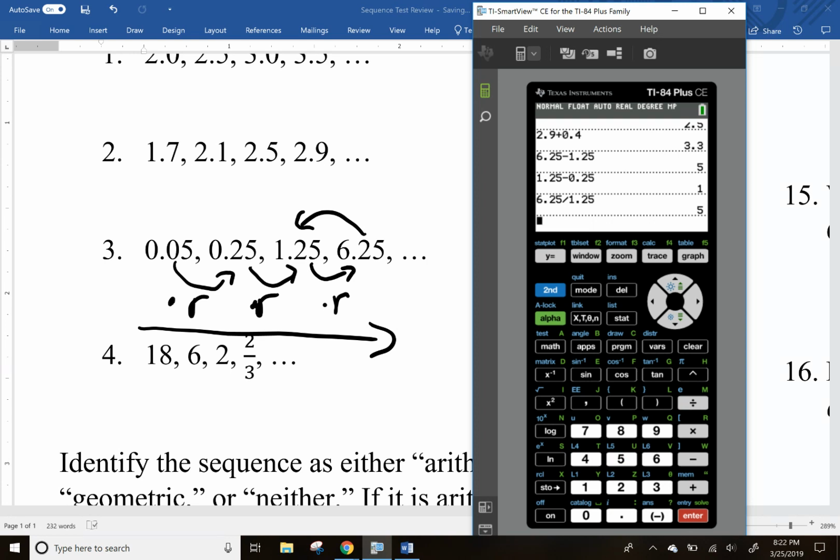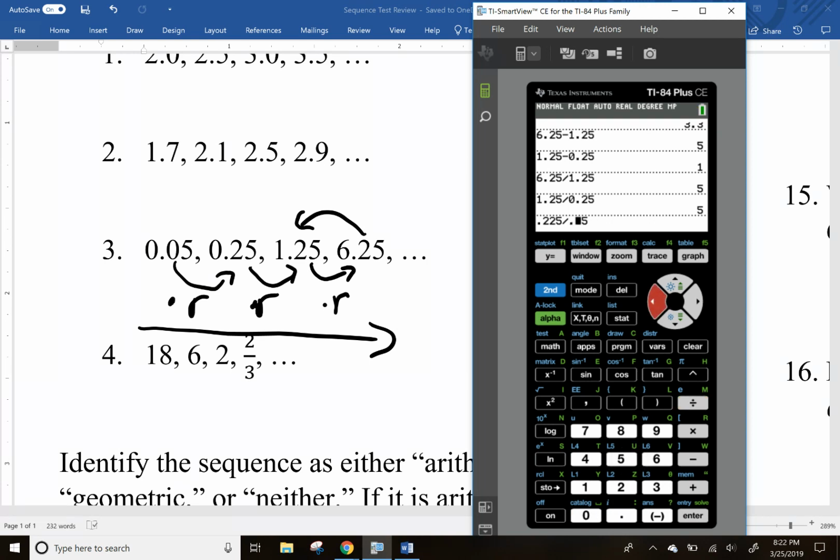Now let's do that for the next one. 1.25 divided by its previous term, 0.25, I get 5 again. So you see, those numbers are matching. So it turns out, it seems, that geometric is the way to go, that we're really multiplying these numbers. But I'll check the last one just real quick, just to be sure. 0.25 divided by its previous term of 0.05.